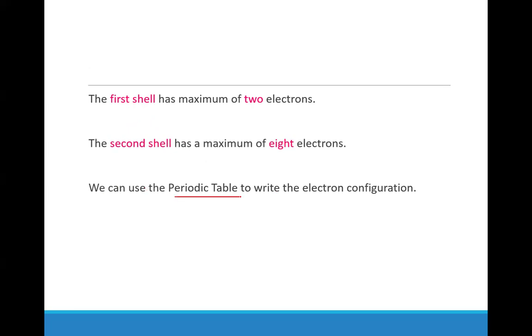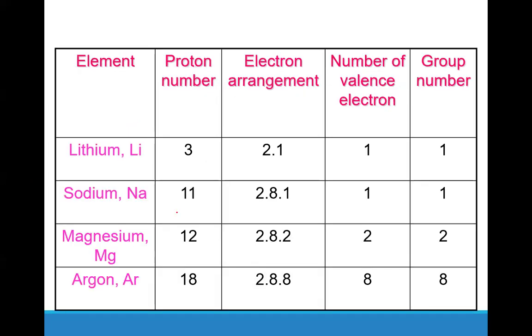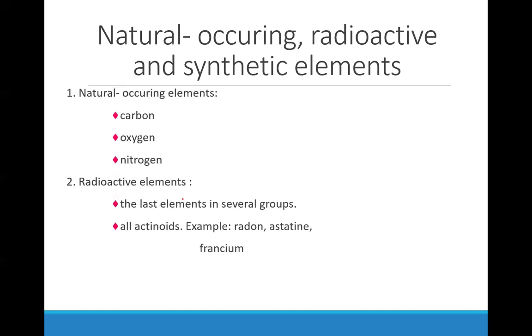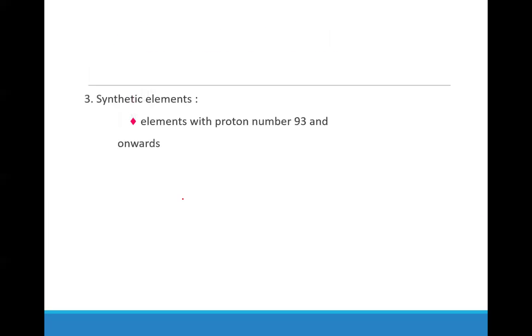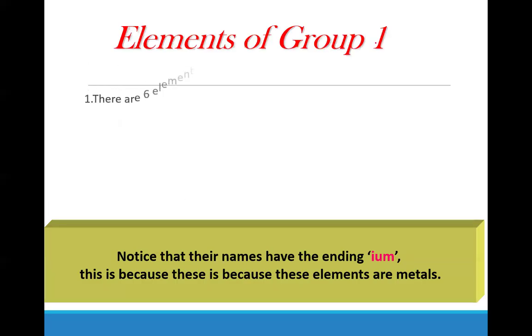We can use the periodic table to write the electronic configuration of the elements as well, right? This is not really important. We'll begin with the elements of the first group.